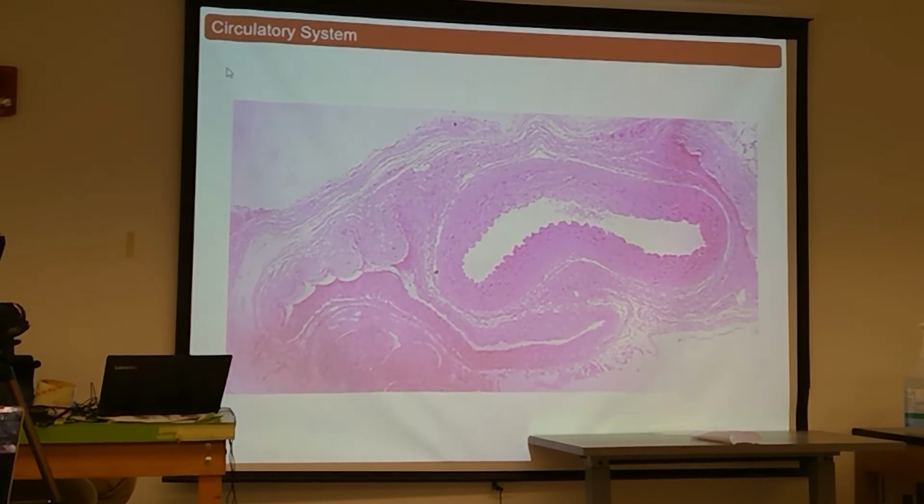And then the same with the vein here. You can see the red blood cells in the middle. And then this lumen gets all squished out. And so that's kind of our giveaway to tell the difference between the two. See, the left was the vein.